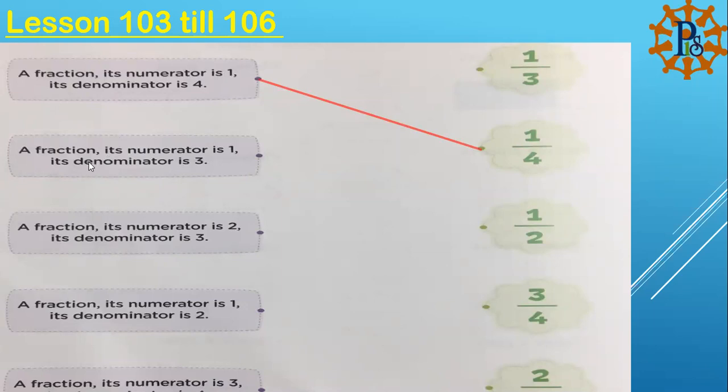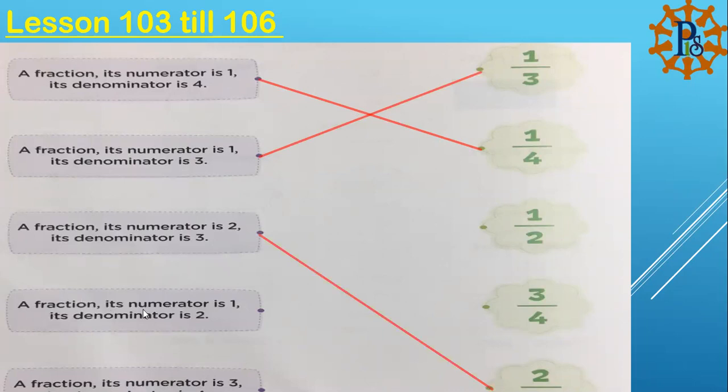Second one, a fraction whose numerator is one and denominator is three. So I want to search for a fraction that has one at the top and three down. It means 1/3, so I will find this one here. A fraction whose numerator is two and denominator is three. So I search for a fraction where the number at the top is 2 and the number at the bottom is 3. It means 2/3. Here, this one, down.